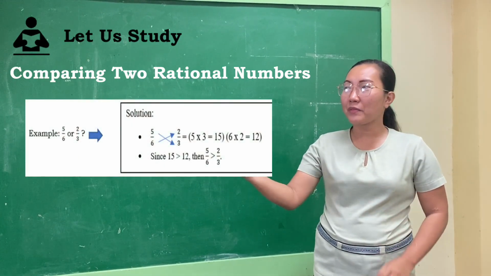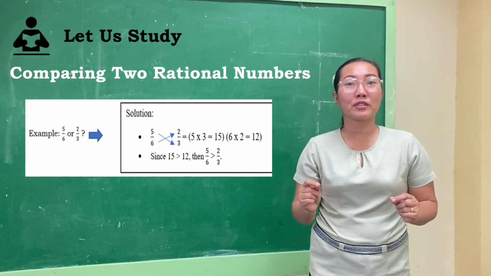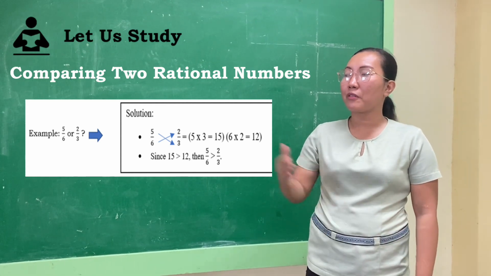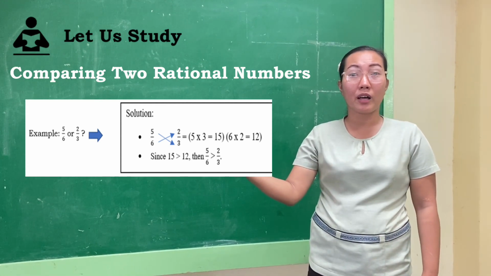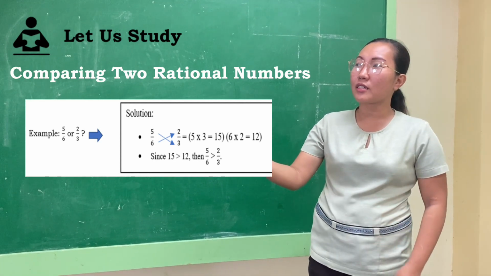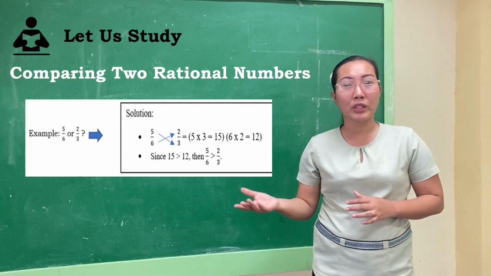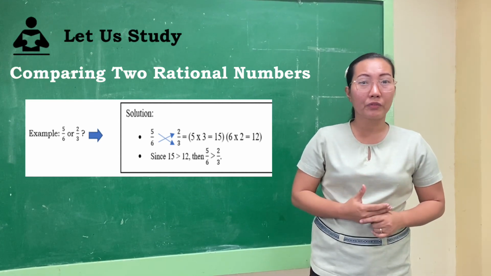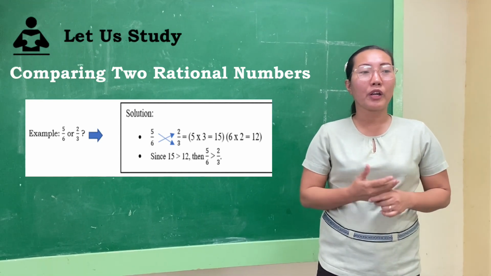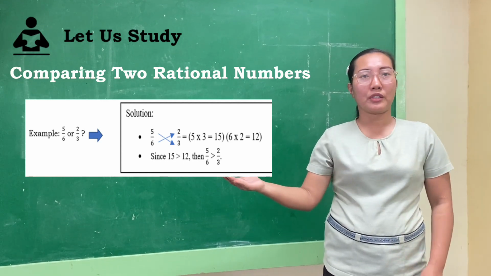We have 5/6 and 2/3. So what we're going to do is just to cross multiply. So the first one, we have to multiply 5 and 3, and that becomes 15. And the other one, we have to multiply 6 and 2, and the result is 12. So to compare which between the two is greater, it is obvious that it is 15. So therefore, we can conclude that 5/6 is greater than 2/3.